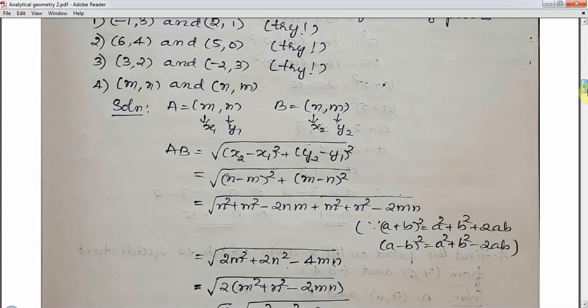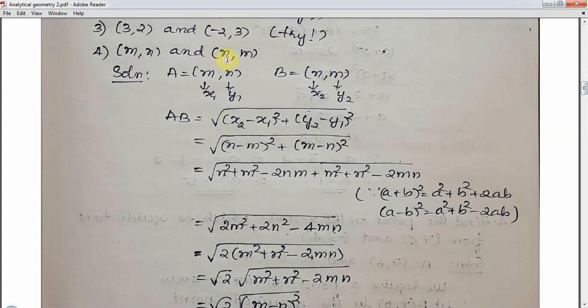Fourth one, we will go through a few different points: (m, n) and (n, m). These are the 2 points given to us. The first point is (m, n), the second point is (n, m). Therefore, this is x1, y1 and this is x2, y2. By using the distance formula, I'll call the first point A and the second point B. So AB is equal to the square root of (x2 minus x1) whole square plus (y2 minus y1) whole square. What is x2? The x coordinate of the second one, n minus m, whole square, plus the y coordinates m minus n, whole square.